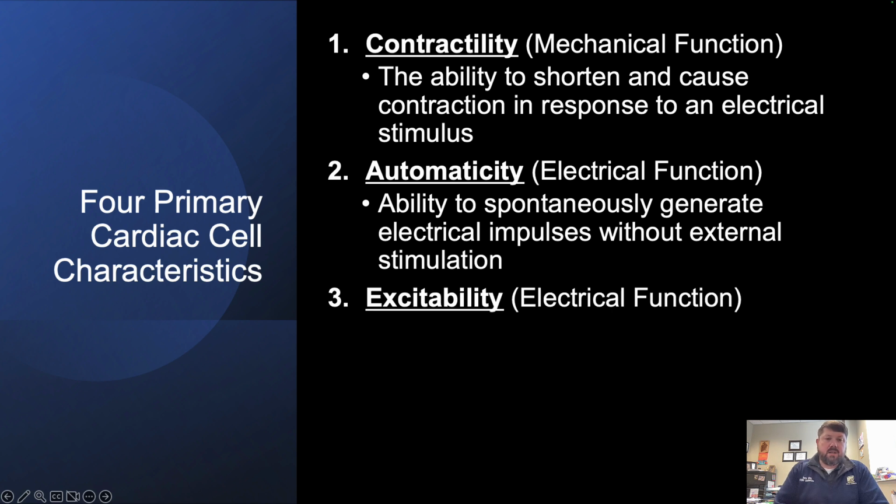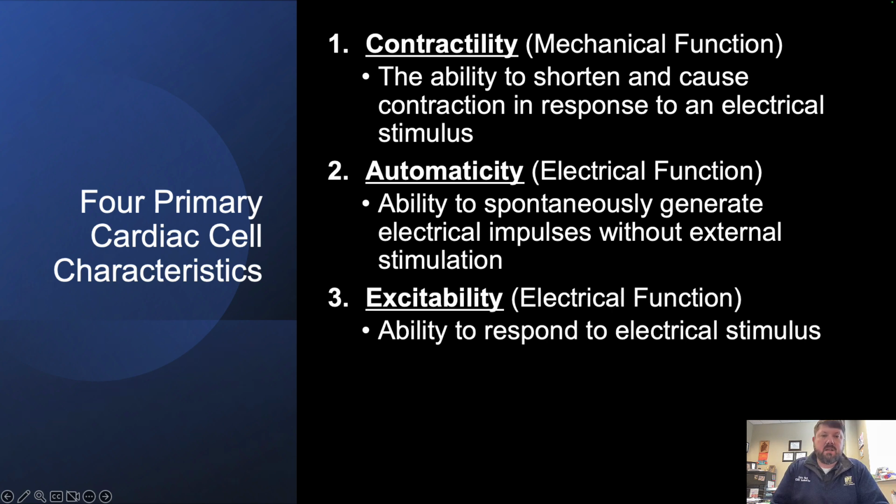Then you've got excitability. Excitability is an electrical function as well, and it's the ability to respond to an electrical stimulus. Sometimes this is actually referred to as irritability. So excitability can be good in the fact that it responds to an electrical stimulus, but irritability can also be not so good when it responds to other stimulus, such as hypoxia or stimulants or something like that.